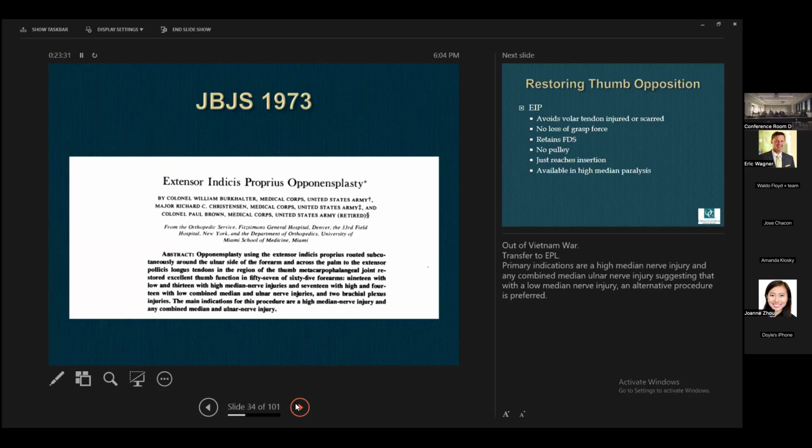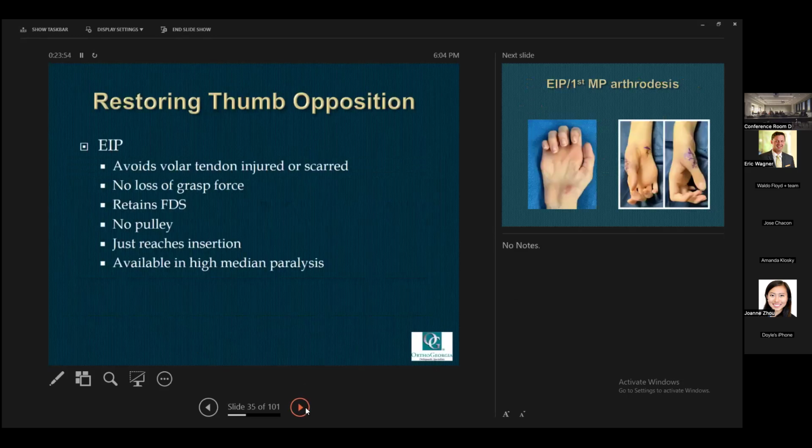So now we come to the EIP transfer. You would think it'd been around a long time, back in the polio days and so forth, but it really came later, out of the Vietnam War. And it was initially done for high median nerve injuries and combined median and ulnar nerve injuries and brachial plexus injuries.